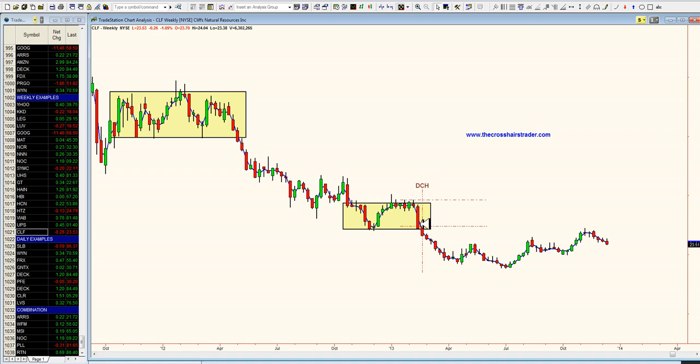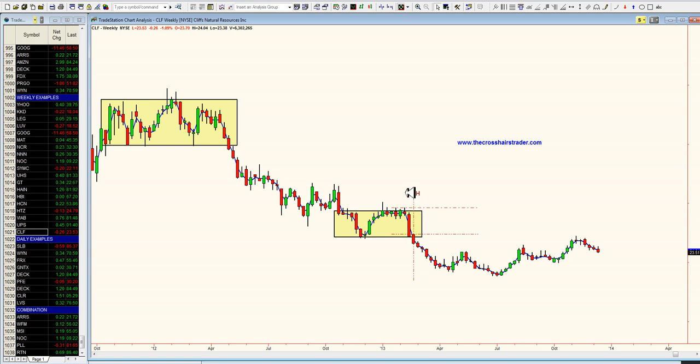You can see the DCH fired here. DCH is simply the signal that fires on the weekly that says look for a corresponding signal on the daily chart. DCH, sometimes you can actually trade the DCH off the weekly, or you may have to wait for it to set up on the daily. But what I like to see is at least a signal or a breakdown like we see with CLF.